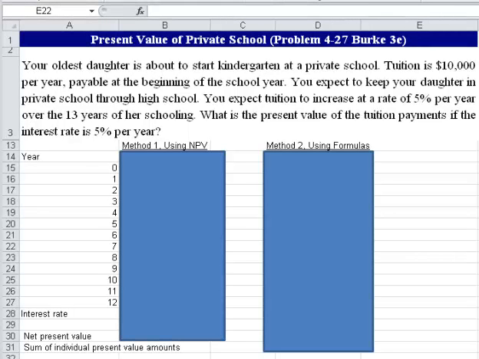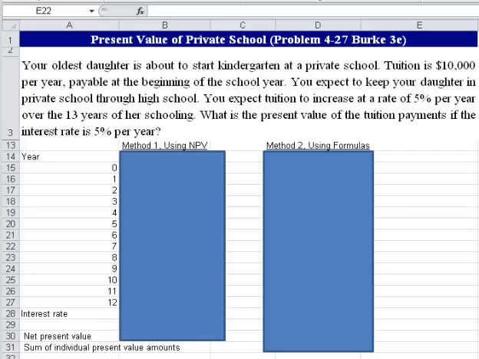Let's take a look at this present value problem. Your oldest daughter is about to start kindergarten at a private school. Tuition is $10,000 per year, payable at the beginning of the school year. You expect to keep your daughter in private school through high school. You expect tuition to increase at a rate of 5% per year over the 13 years of her schooling. What's the present value of the tuition payments if the interest rate is 5% per year?